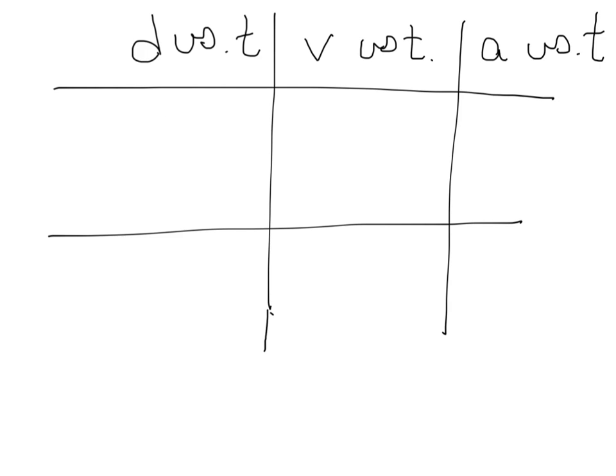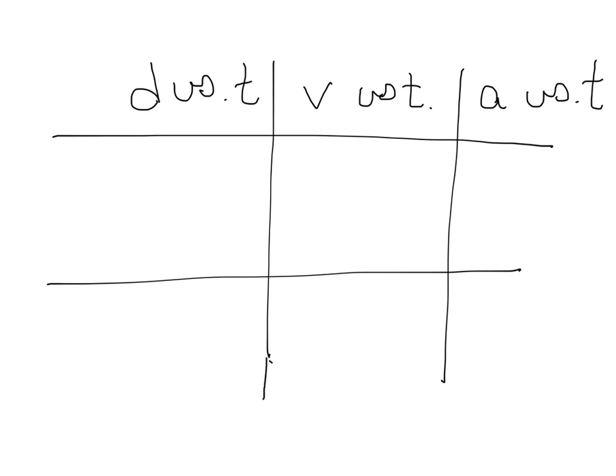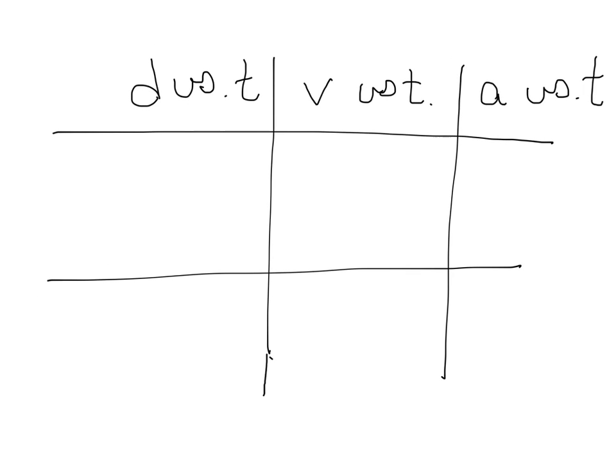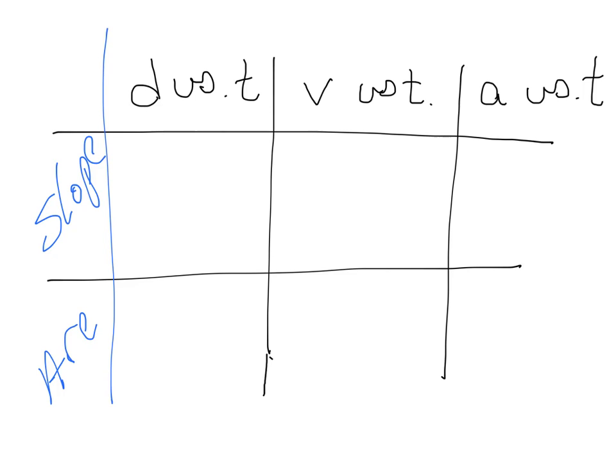Graphs. Just what are graphs, and how do we find information from them? In physics, we have three types of graphs: distance versus time, velocity versus time, and acceleration versus time. In these three graphs, we can do several things. We can find slope, or we can find area. And each one means something different.